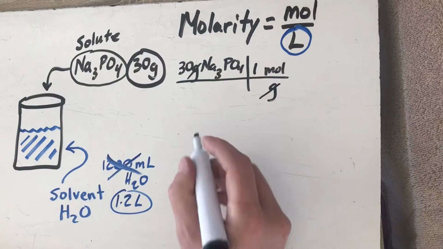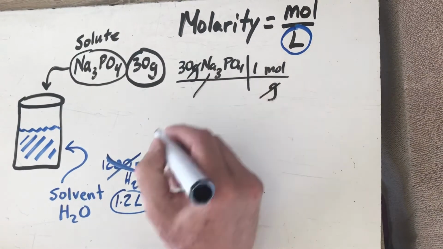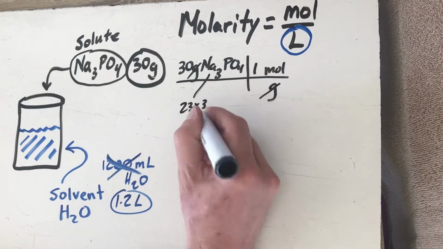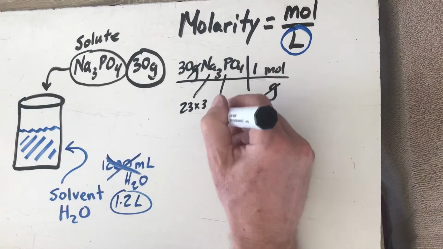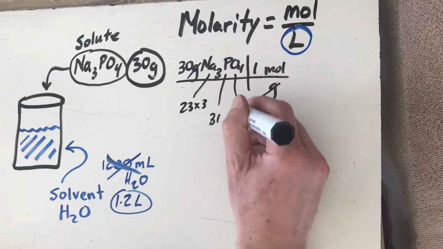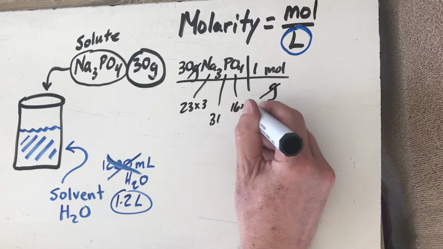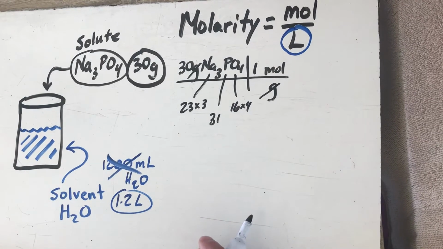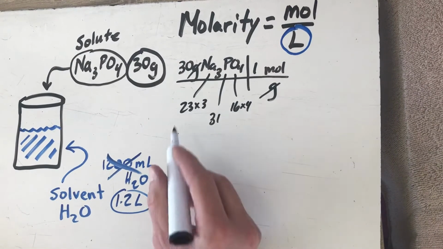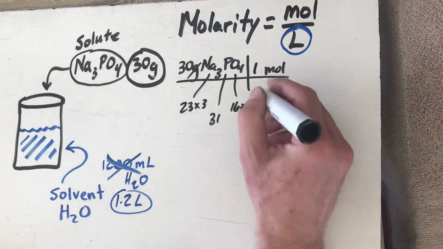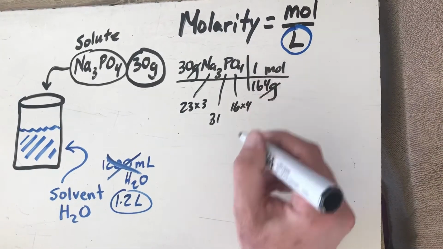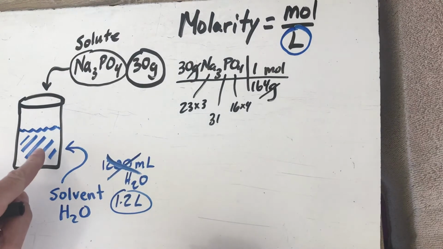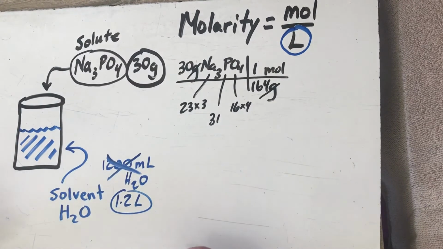The molar mass in the periodic table is its atomic mass. If I look up sodium, it's 23, and there's 3 of those. If I look up phosphorus, it's about 31, and oxygen is 16, but I have 4 of those. Now, I know those aren't exact masses, but we're getting an approximate measurement here anyway, so I'm just going to round them to the nearest whole number. If I add all those up, I get 164 grams for every 1 mole. Well, I'm not putting 164 grams into this container. I'm only putting 30 in there, so I have a lot less than 1 mole.